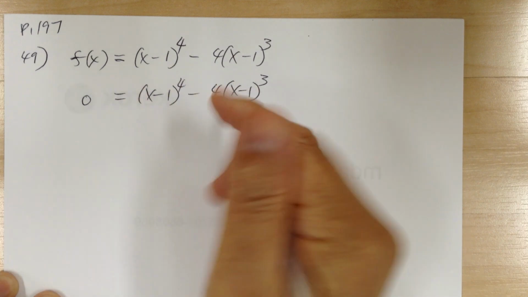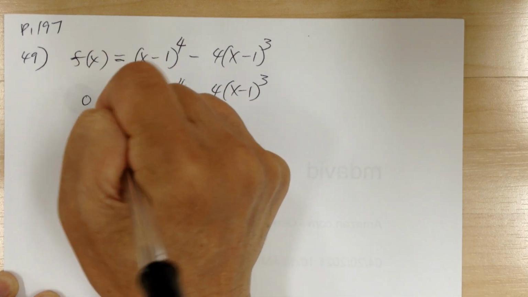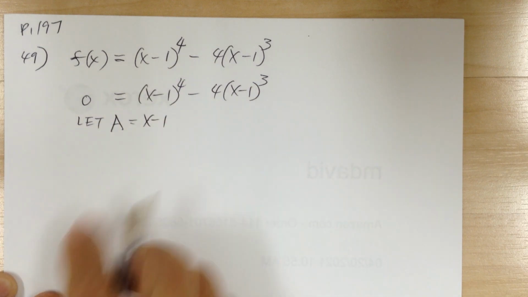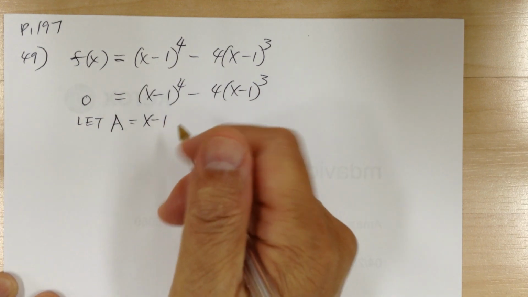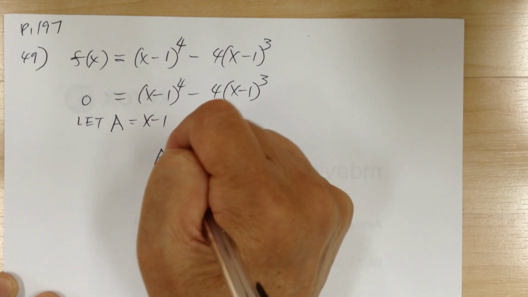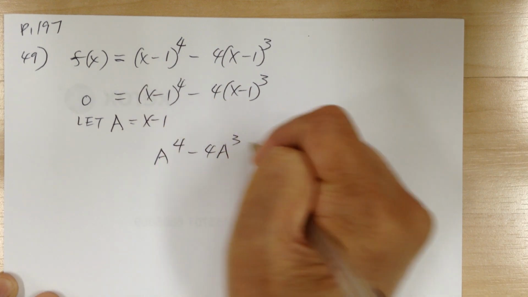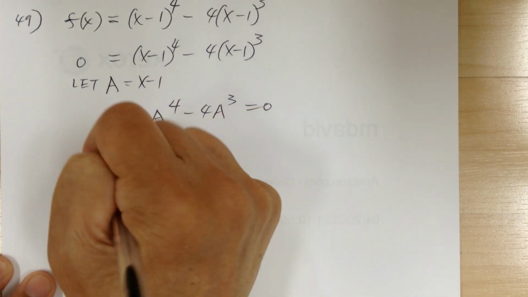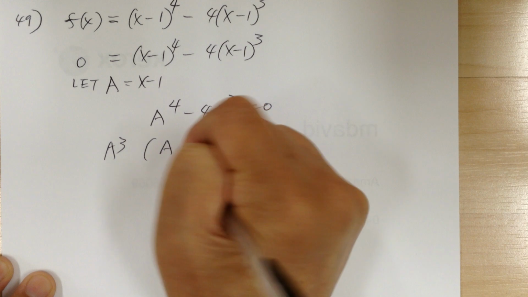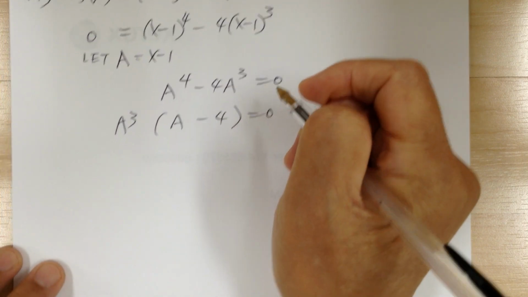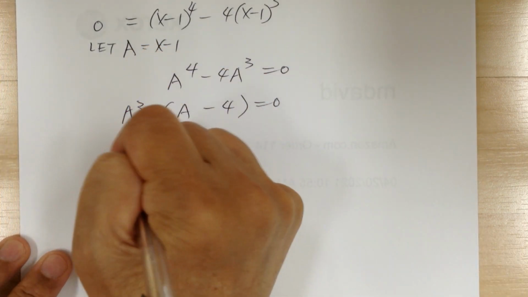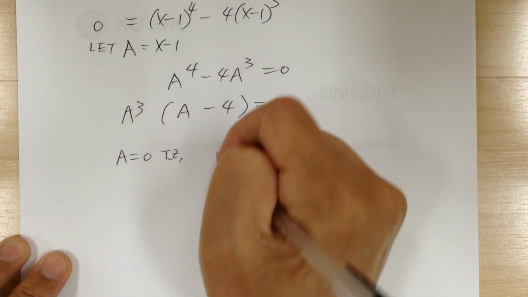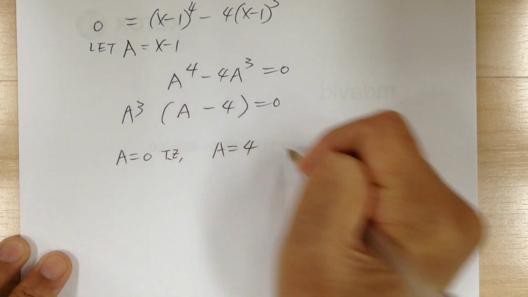Again, when things get messy, you use a substitution. So what you do is let a equal to x minus 1. Again, you can choose any letter, but try to use a capital letter. So you're going to get a to the 4 minus 4a to the 3 equal to 0. So from here you can factor out the a cube. So you're going to get a minus 4 equal to 0. So from here you're going to get a equal to 0, and this is the triple 0. From here you're going to get a equal to 4.